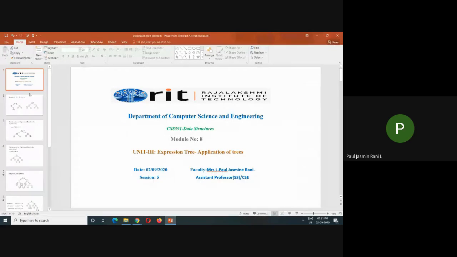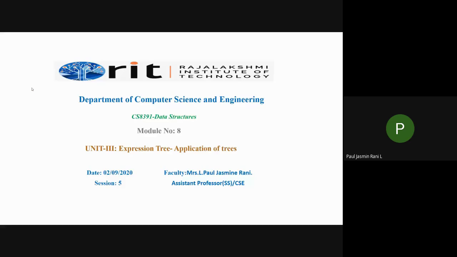Good afternoon, students. So let's see the continuity of your expression tree. Last class we discussed expression trees. What do you mean by expression tree? And we solved problems in postfix, that is, using postfix expression, how we can construct an expression tree, isn't it? So we discussed the three types of expressions: postfix, prefix, infix. In that, using postfix expression, how we can construct an expression tree, we discussed in our morning session, isn't it? So today we are going to discuss the continuity of your expression tree.